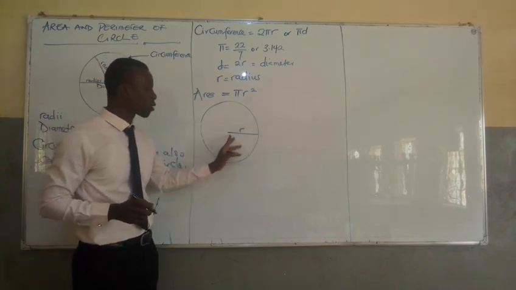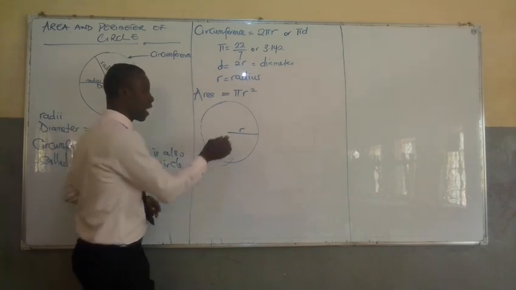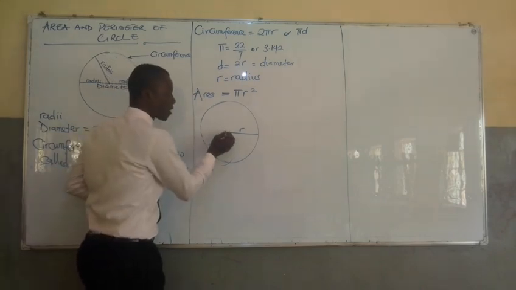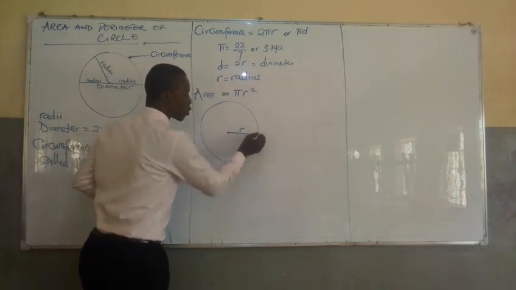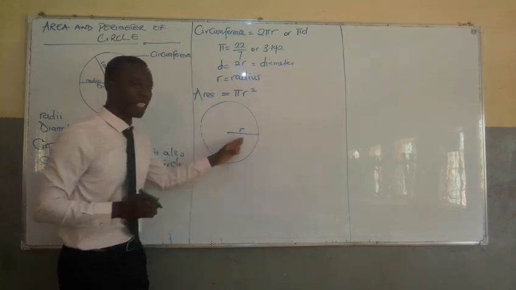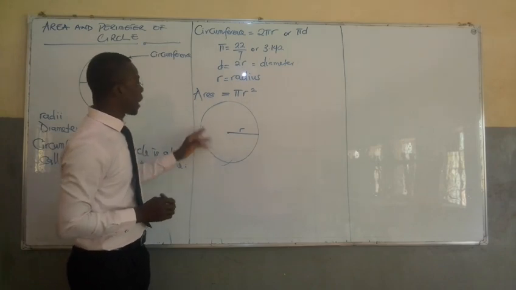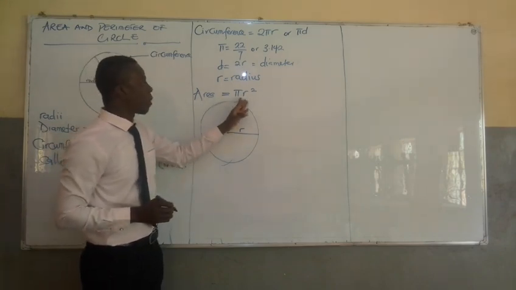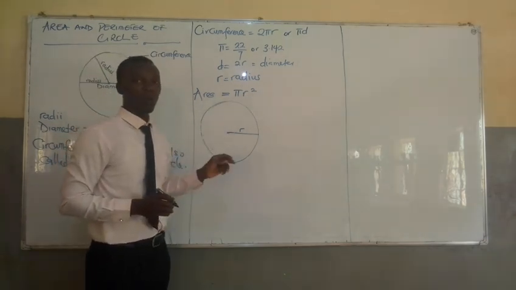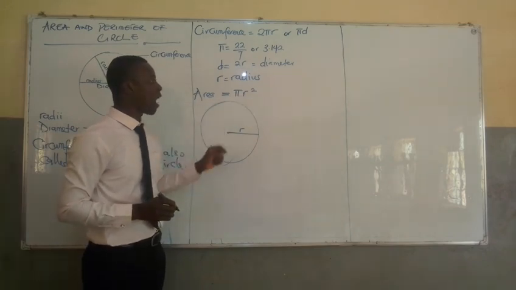Once we have the radius, which is r, don't forget the radius is the distance, or the length, from the center of the circle to the circumference. It's regarded as the radii, or the radius. Okay, so area is equal to pi r squared. That is what we have. Area is equal to pi r squared.